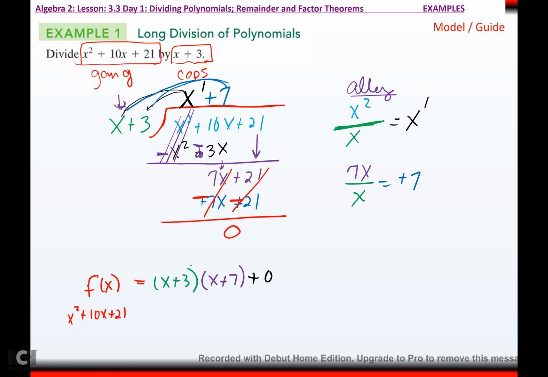And if you multiplied this back out, x times x is x squared, x times 7 is 7x, 3 times x is 3x, 3 times 7 is 21, that's x squared plus 10x plus 21. I get the same thing back. So they are equivalent. Basically, you just factored it by dividing instead of doing our factoring tricks. Okay?